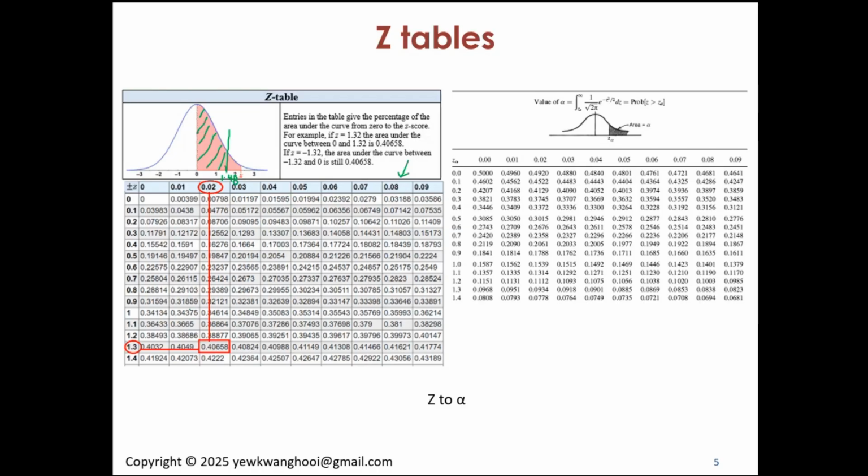So how do I use this table? I will look at 1.4 and then 0.08, you see? Because 1.4 plus 0.08, you get 1.48, right? So I'll be looking at the intersection.